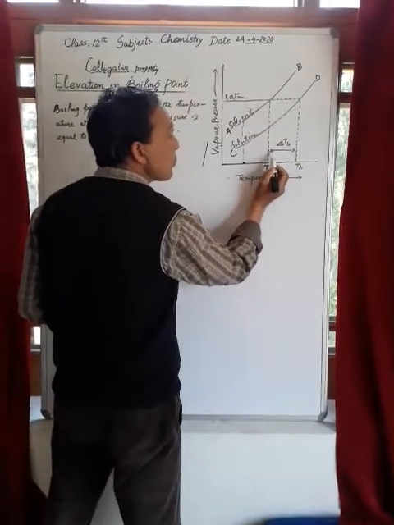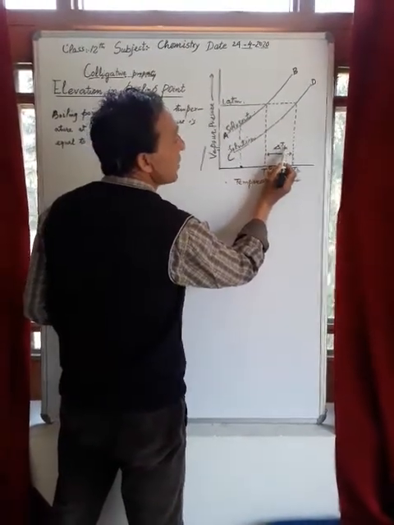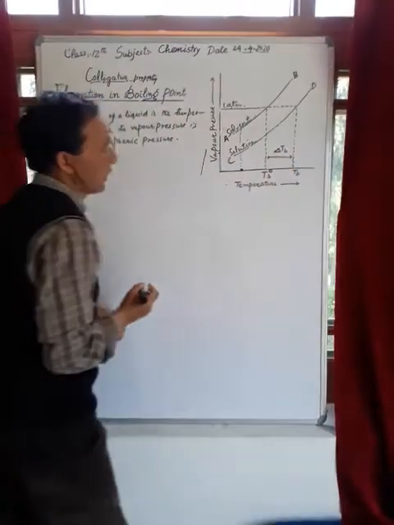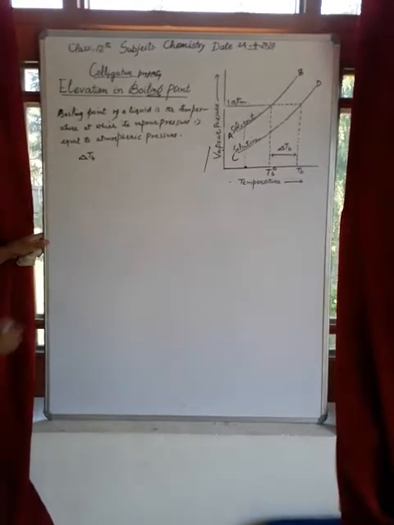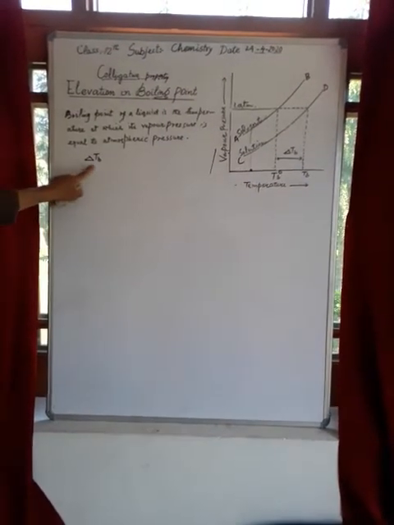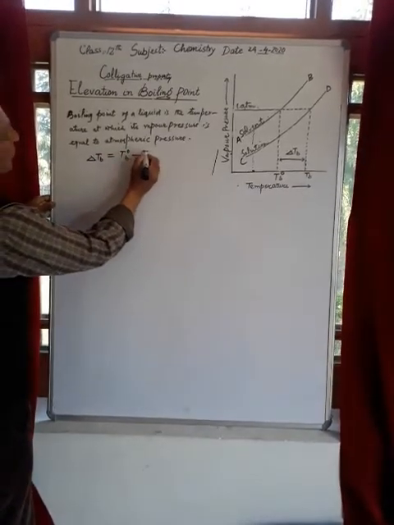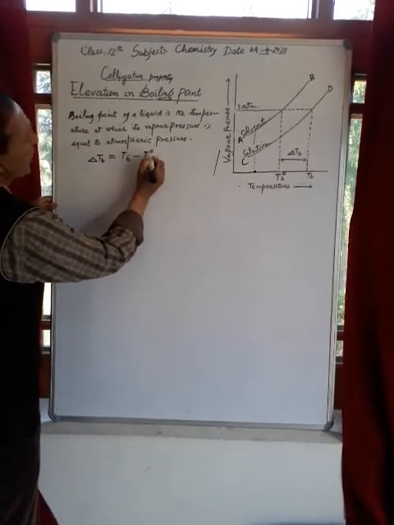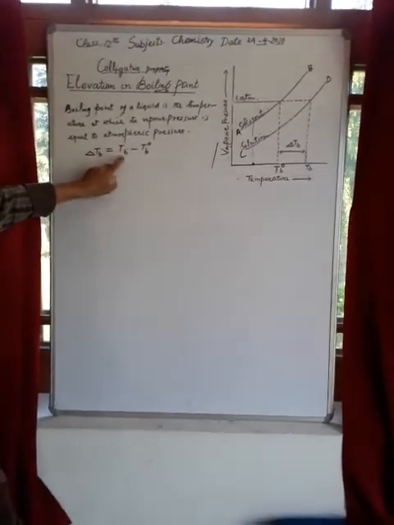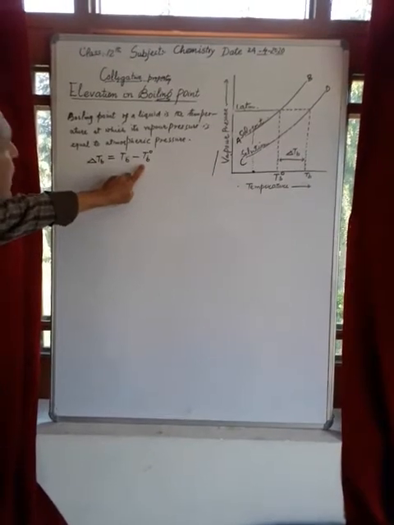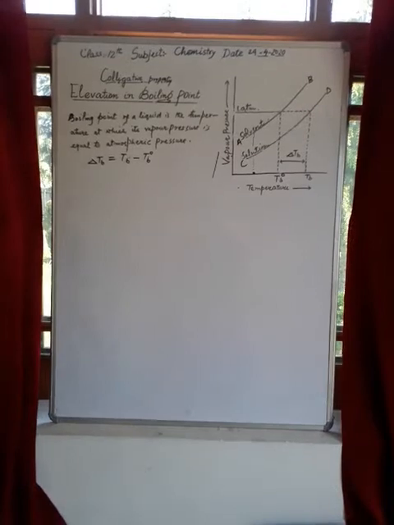The difference in the boiling point of the solution and the solvent gives us the elevation or the increase in the boiling point. So the elevation in the boiling point, that we denote by del Tb, is equal to Tb minus T0b. Tb is the boiling point of the solution, and T0b is the boiling point of the pure solvent in which the solution is prepared.